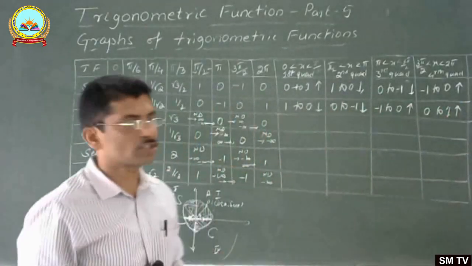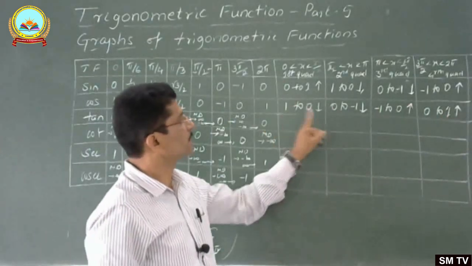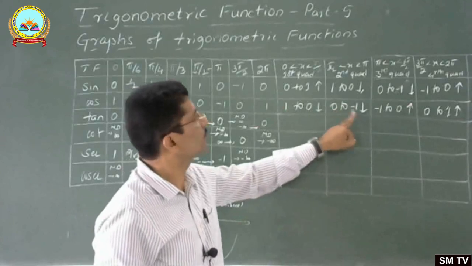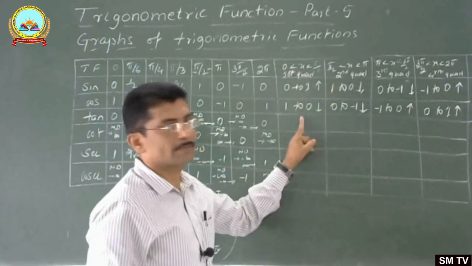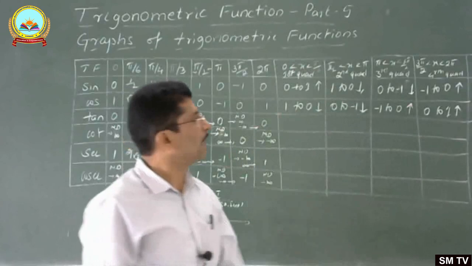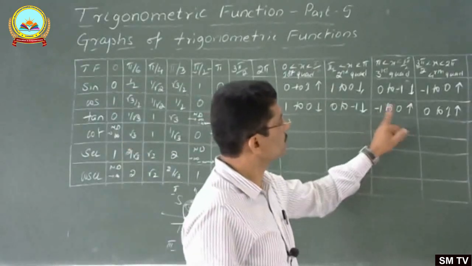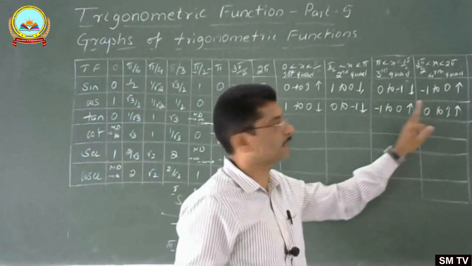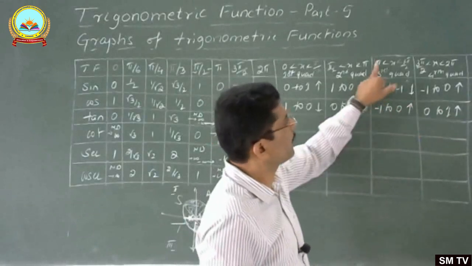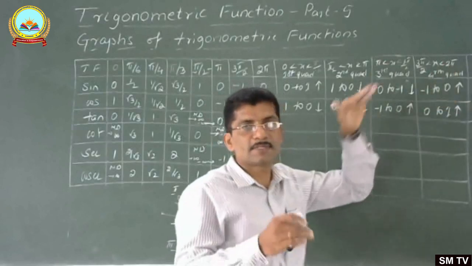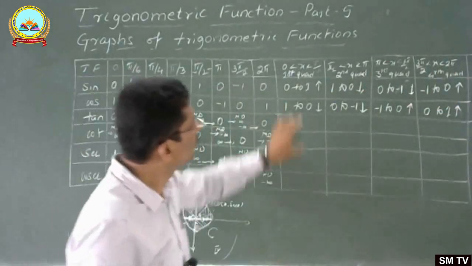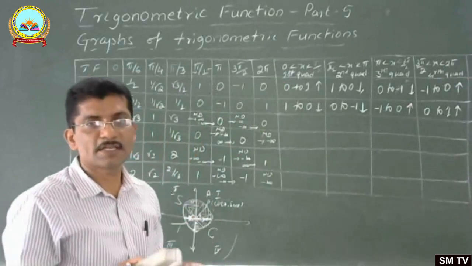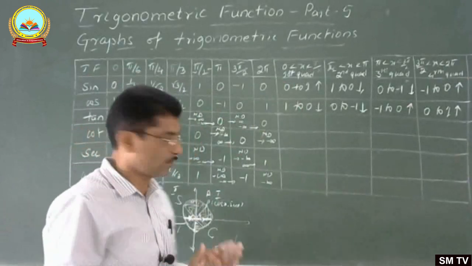Therefore, the cos function in the first quadrant decreases from 1 to 0, and in the second quadrant it also decreases from 0 to minus 1. Therefore, from 0 to pi, the cos function is a decreasing function. In the third quadrant, the cos function increases from minus 1 to 0, and in the fourth quadrant, from 0 to 1, the cos function increases. It is increasing from pi to 2 pi. This is the graph of the cos function, with upward and downward directions.